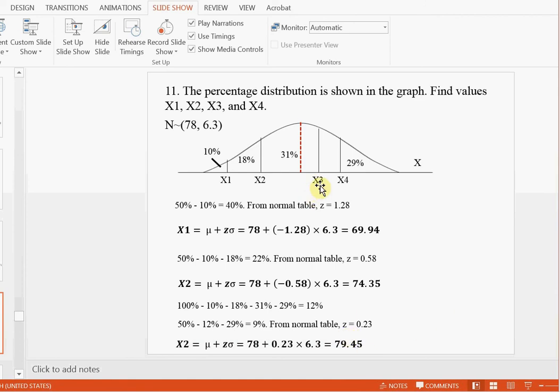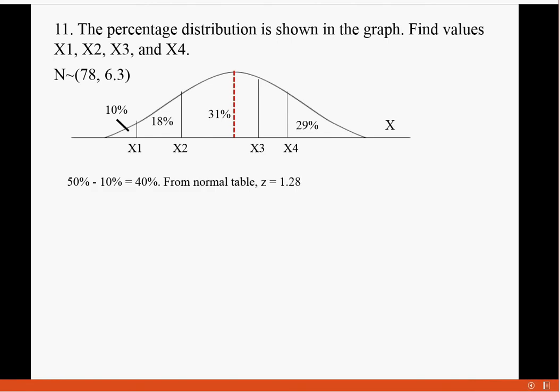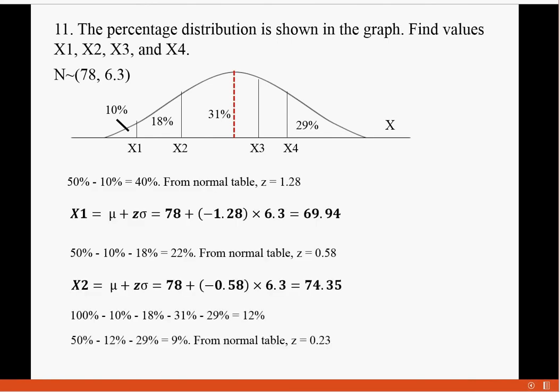79.45. Sorry, there's some further mistakes here. The value of x3 here is 79.45. So far we have calculated the value for x1, the value for x2, and the value for x3. There were some errors there, which are now corrected. At home you can practice calculating the value of x4.